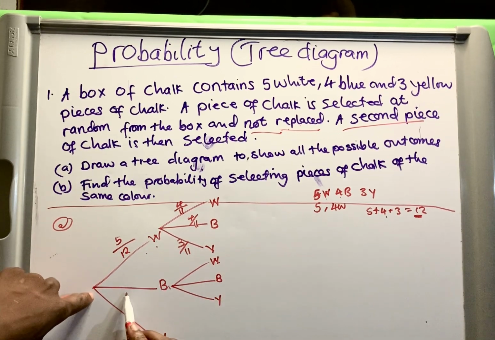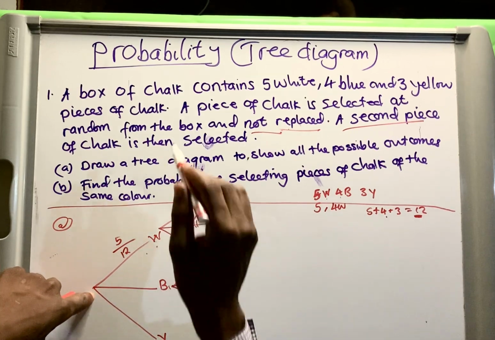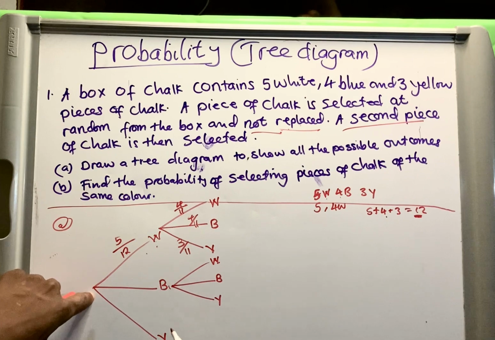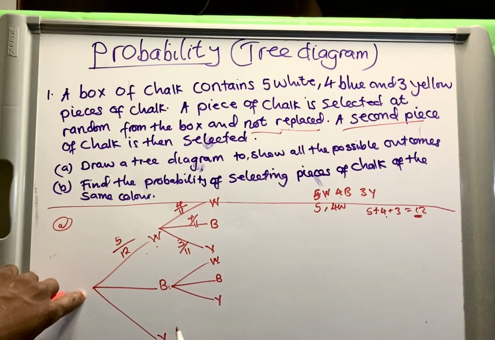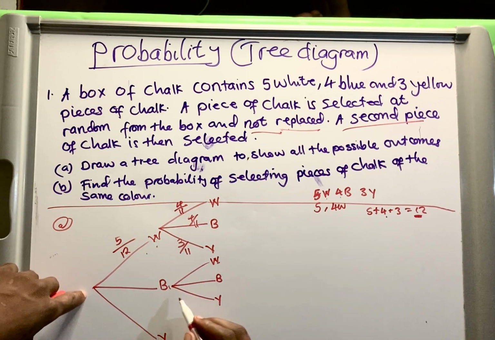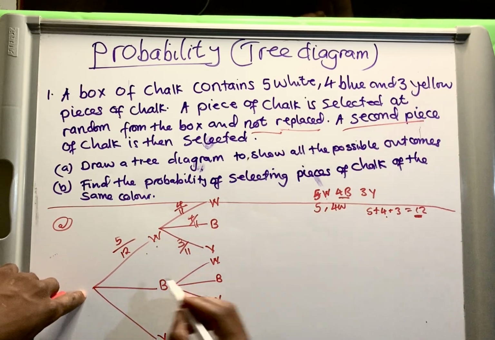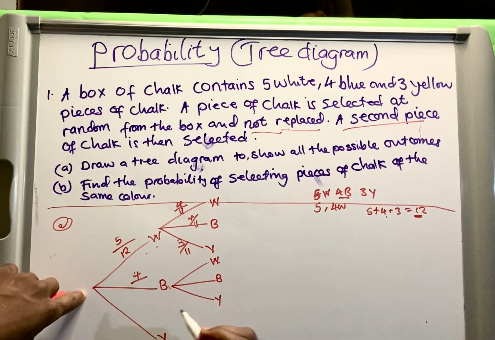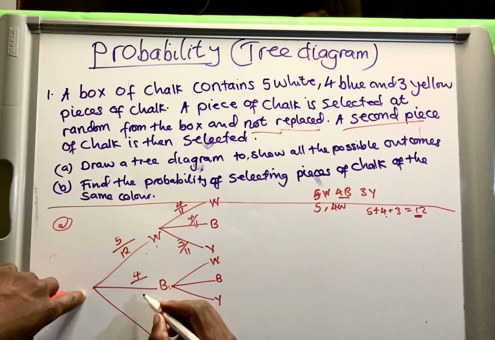So the first part is showing that a blue chalk was picked. What is the probability of picking a blue chalk in the first selection? How many blue chalk do we have? Altogether we have 4 over the total number of chalk in the box, which is 12.